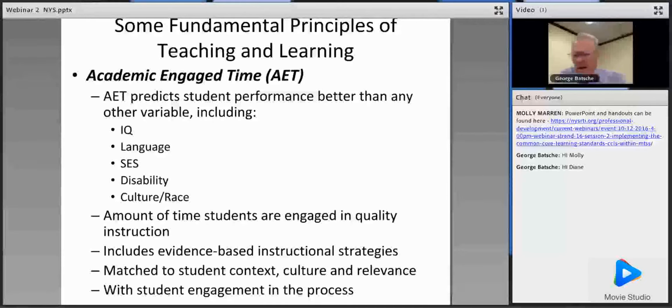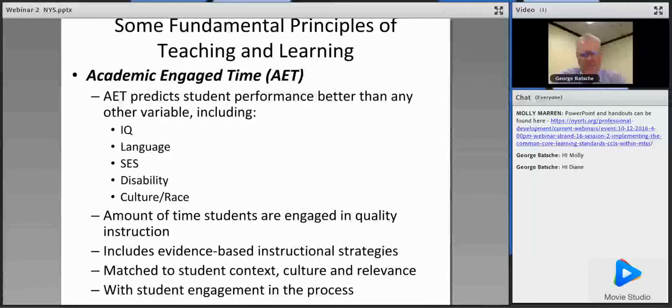We talked a little bit last time, but I want to mention it again, that academic engaged time, the amount of time per day and week that students engage in quality instruction, is the best predictor of student growth and student performance. So how we use our time in a multi-tiered system becomes critical. We're going to talk more about this when we get to schedules in a few minutes.